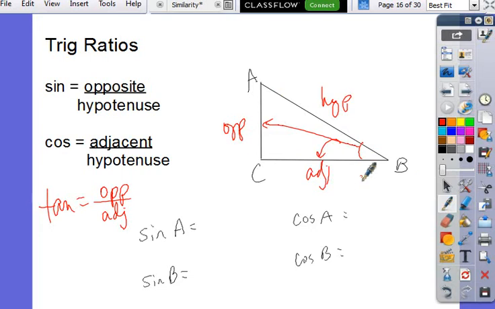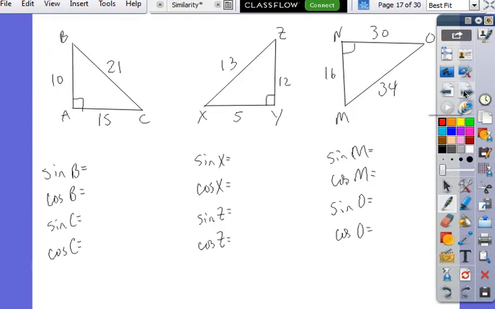So if I'm looking at this one right here, give me the fraction that works for sine of B. 15 over 21, which is 5 over 7. I go to B, opposite for sine, hypotenuse is on the bottom. Remember, for sine and cosine, what's always on the bottom? Hypotenuse. If I do cosine here, 10 over 21.